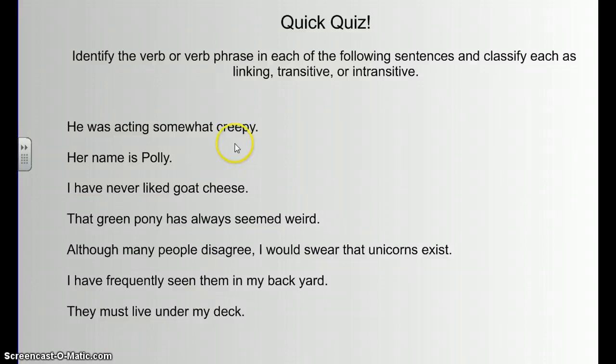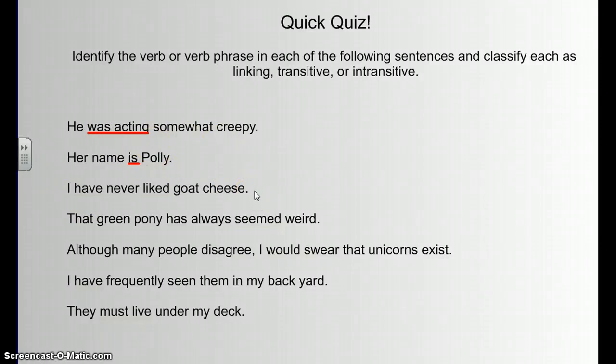So sentence number 1, he was acting somewhat creepy. Was acting is actually an intransitive verb. It's just what he is doing. This is an action being completed. Very obviously, it's acting. And somewhat creepy just explains how. Sentence number 2, her name is Polly. Is my verb. Name equals Polly, therefore it's a linking verb.